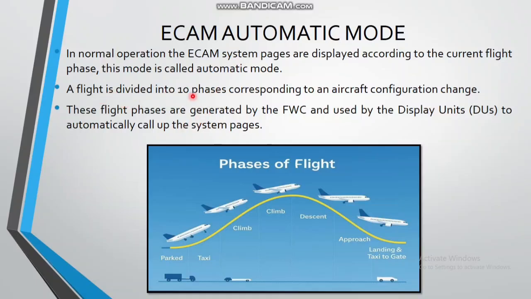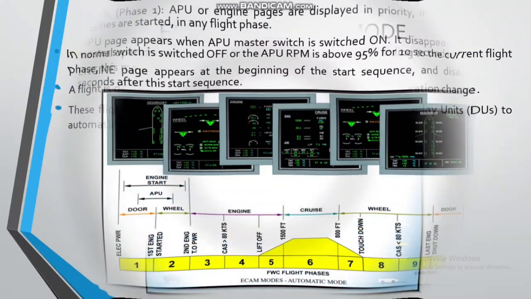A flight is divided into 10 phases corresponding to aircraft configuration changes. So there are 10 phases of the flight, and we'll go through them one by one. This page will automatically pop out on the ECAM depending on the phase. These flight phases are generated by the flight warning computer and used by the display unit for automatic call of the system page. So if you are crossing some phase, that page will automatically come. Even if some fault comes on a particular system, that page will automatically pop out. We'll go to the next page.